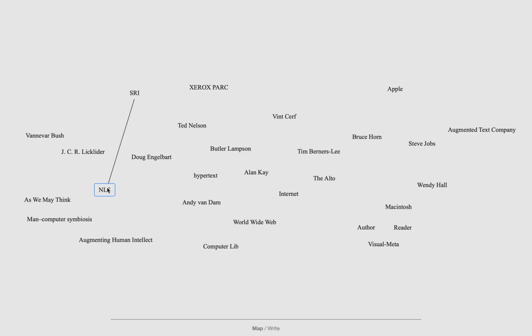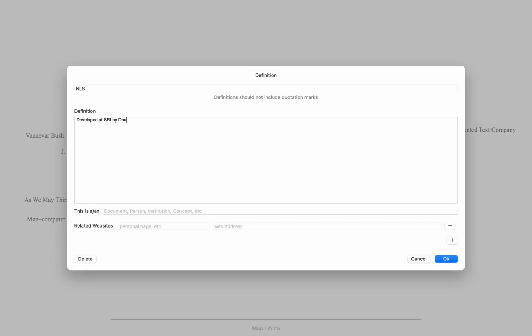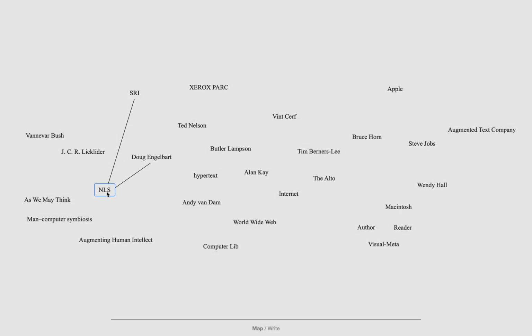If I click on NLS, however, notice there is no line back to Doug Engelbart, because my definition of NLS only included SRI, not Doug Engelbart. I can simply add a reference to him, and when I now click on NLS, there will also be a line to Doug Engelbart.